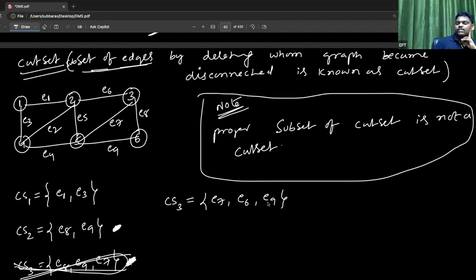Is it a cut set? Just simply follow the definition. By deleting a subset of edges, if the graph becomes disconnected, then it is called a cut set. A proper subset of a cut set is not a cut set.